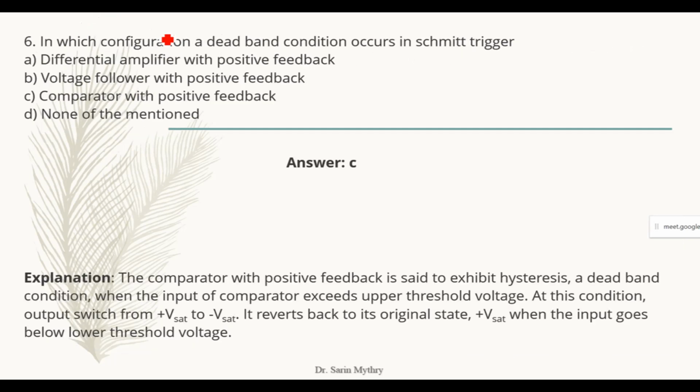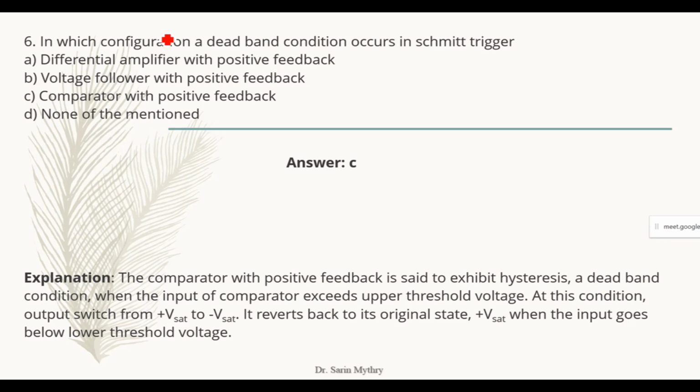In which configuration does a dead band condition occur in a Schmitt trigger? In which configuration does a dead band condition occur in a Schmitt trigger? Dead band occurs in the Schmitt trigger. So let us see the explanation so that you can understand here. Few options are given, like differential op amp with positive feedback, voltage follower with positive feedback, comparator with positive feedback, or none of the above.